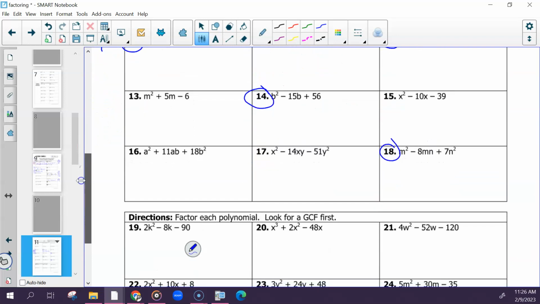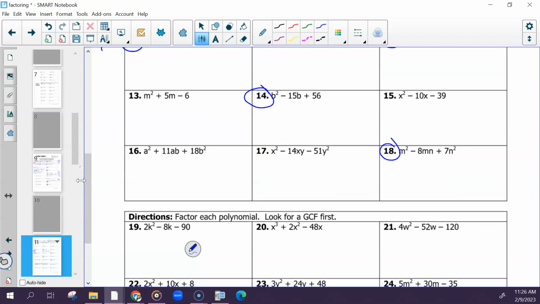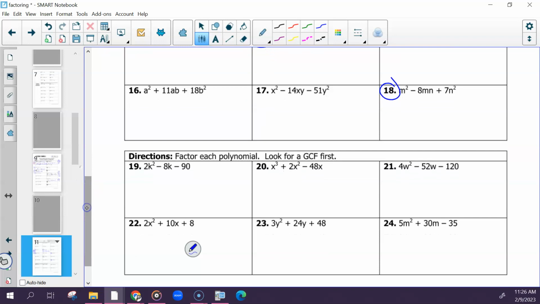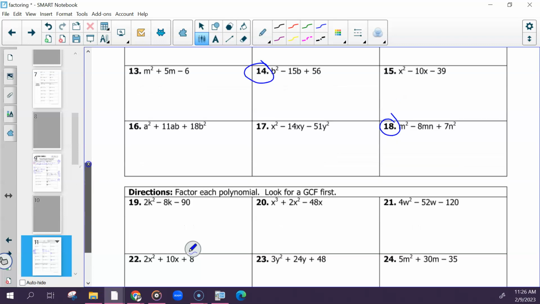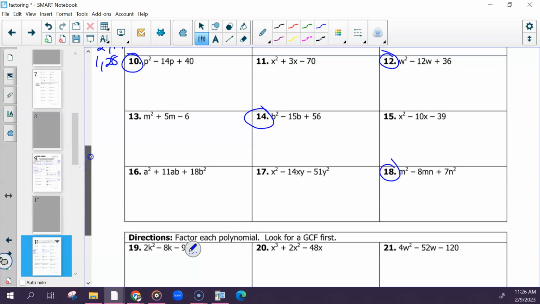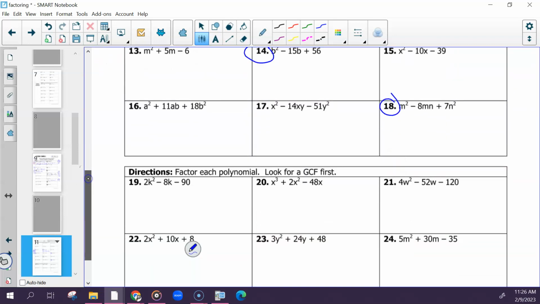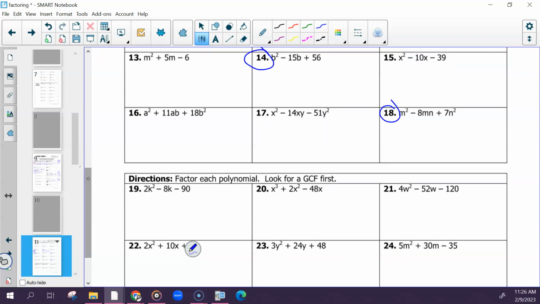Let's do 18 and then any others from that section and then move on to the next. So for 18, I'm thinking this one is a weird one. It's because the variables are weird. So still look at the last one, but just look at the number. What are your factors of 7?